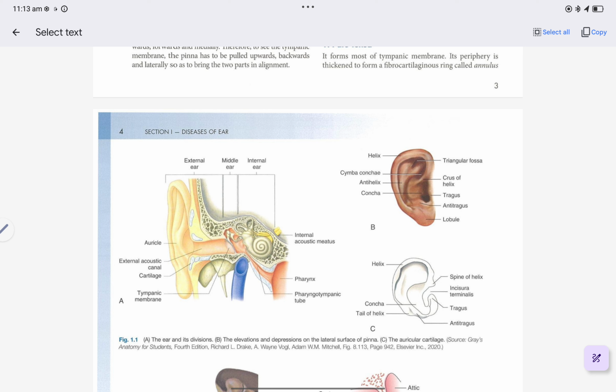B. The elevations and depressions on the lateral surface of pinna. Helix, scapha, concha, antihelix, concha, lobule, antitragus, tragus, crus of helix, triangular fossa. C. The auricular cartilage. Helix, concha, tail of helix, antitragus, tragus, incisura terminalis, spine of helix.